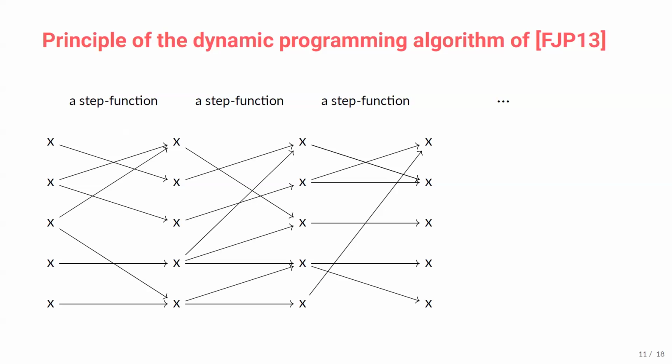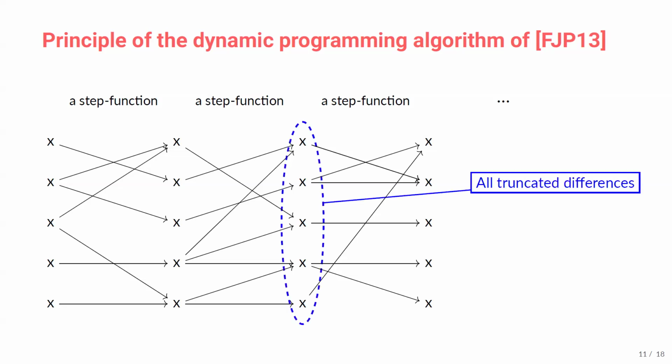So the idea of the dynamic programming algorithm is to represent in a graph all the trails. Here, each cross represents a difference that includes the block state and the key. And each arrow represents a possible transition through a small step function. For example, you can think of a step function as MixColumns or the computation of a new subkey column. And note that we have to put in this graph all the truncated differences and for all the steps.